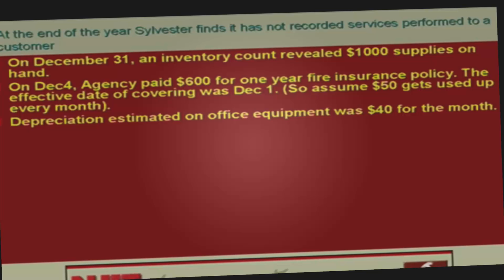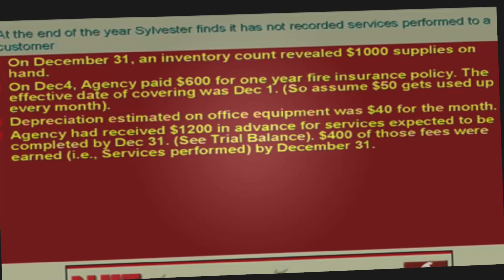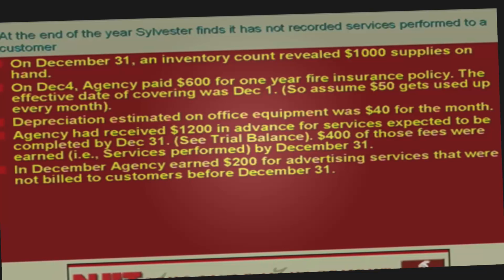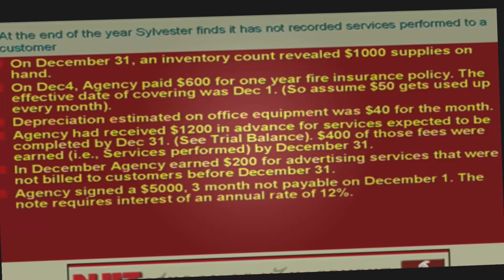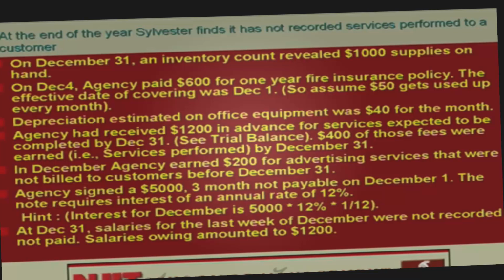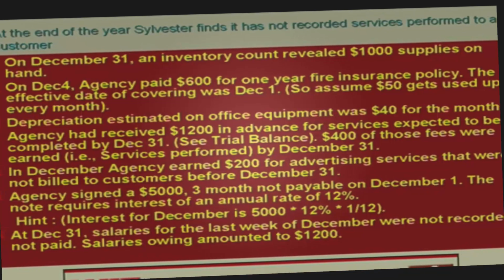Depreciation on office equipment is $40 for the month. Agency had received $1,200 in advance for services expected to be completed by December 31. $400 of those were earned. Agency earned $200 for advertising services that were not billed to customers. You signed a $5,000 3-month note payable on December 1st. The note requires an interest of 12% per year. I've given you a hint how to figure out interest payable. Salaries for the last week of December were not recorded nor paid. They amounted to $1,200.